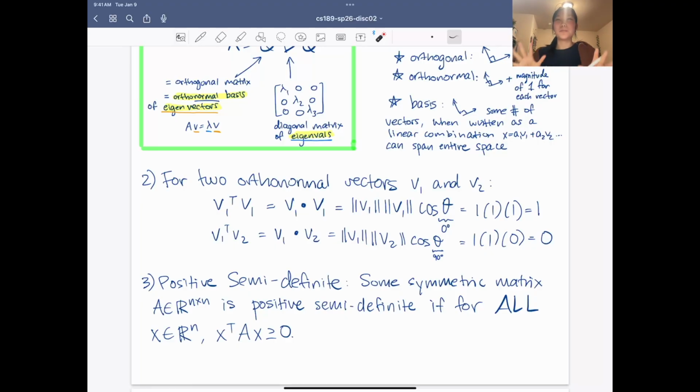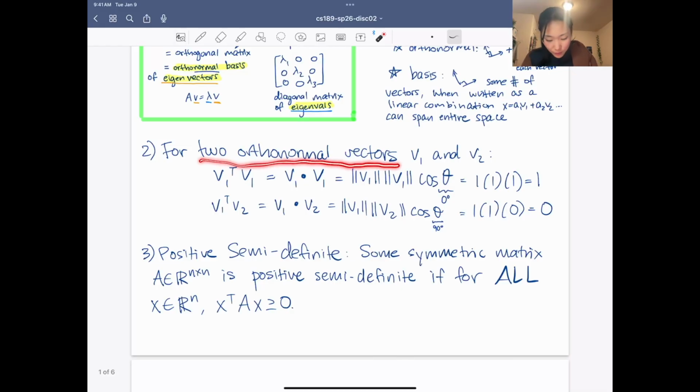This you might actually have seen in pre-calc. I might have been trolling for the previous question. But for two orthonormal vectors, v1 and v2, recall that when you take v1 transpose times itself, you can think of it as multiplying every element with the vertical version of itself, because it's transpose times itself. And so it's equivalent to v1 dot product itself. And recall this equation. If you don't remember, it's fine. But basically, v1 dot product v1 is equivalent to, oh no, my iPad died.